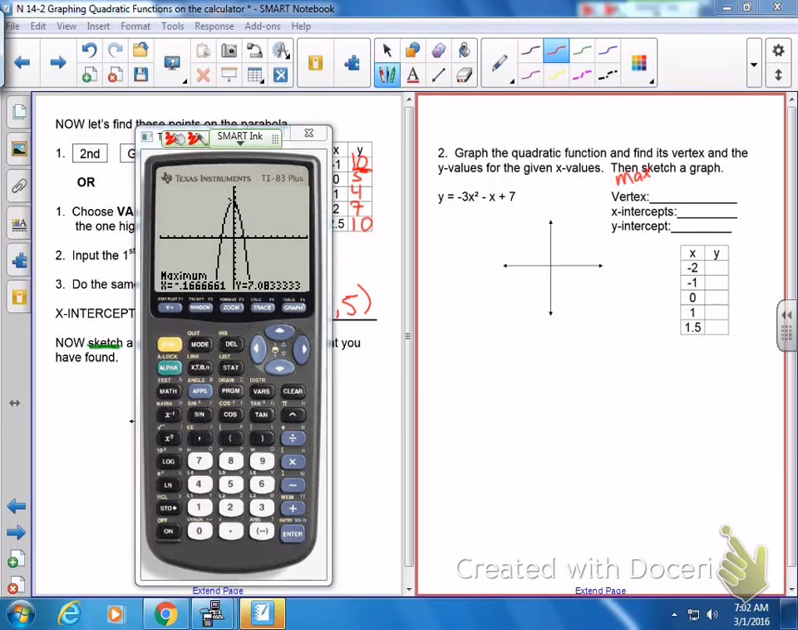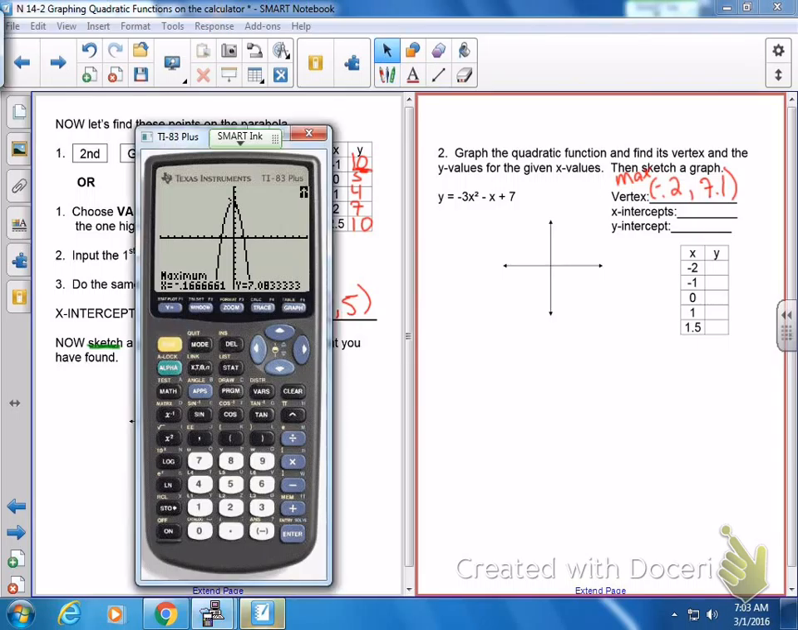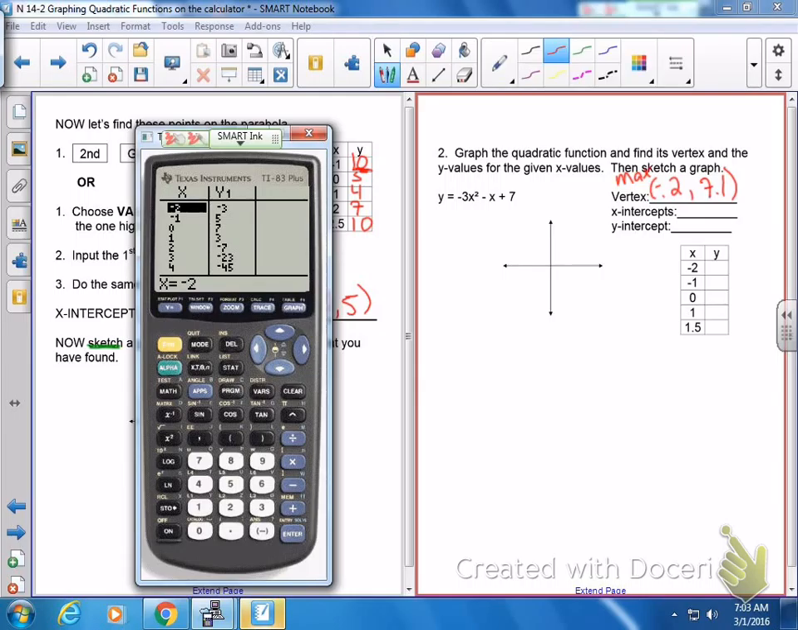It looks like negative 1.666. So how about my vertex would be negative 0.2, comma, my y is 7.08. So how about 7.1? So there's your vertex. Now, x and y intercepts. Let's leave those for a minute. Let's go ahead and fill out our table. So I'm just going to hit second graph. There's my table. And I can get most of the values from there. Like negative 2 is negative 3. Negative 1 is 5. 0 is 7. And 1 is 3. But then I'm back to that pesky 1.5.